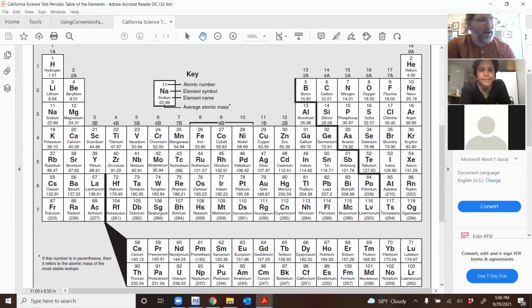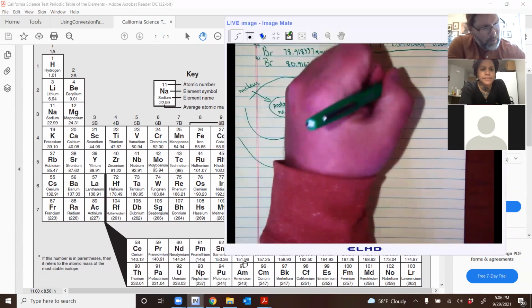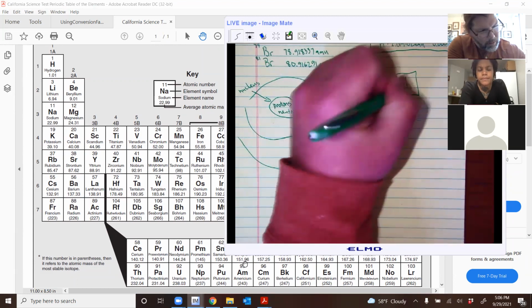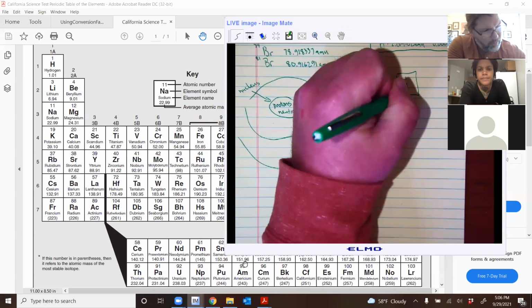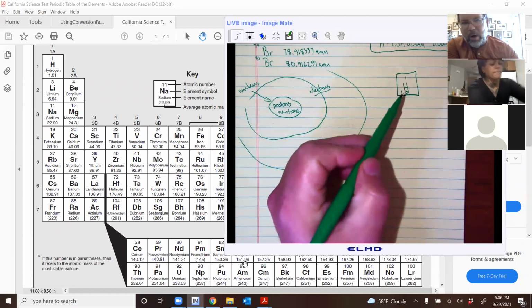So what I want to look at is, we'll go simple first. We'll look at hydrogen, all right? And talk about how many of each kind of those subatomic particles, protons and neutrons and electrons, a given hydrogen atom might have, all right? So when I look at hydrogen's symbol on the periodic table, I see two different numbers, one above and one below, all right?